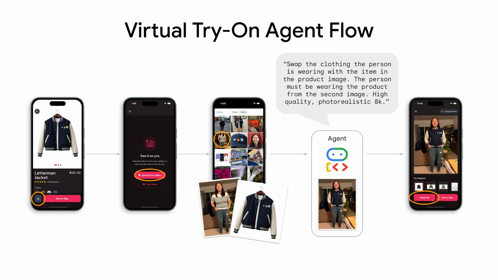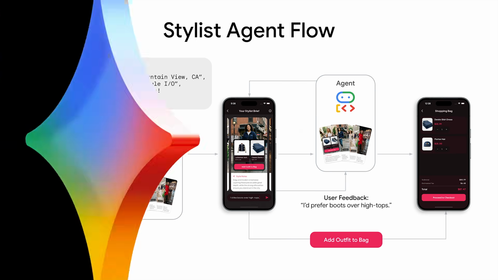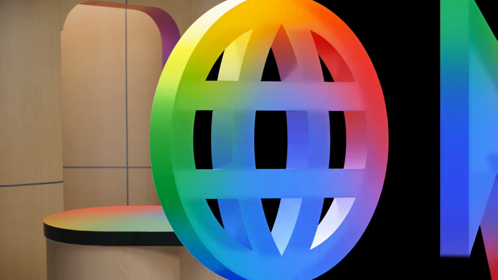Here's a high-level overview of what the user journey for these flows look like behind the scenes. First, to generate the virtual fitting room image, and second, the styling flow to recommend curated outfits. Now you've seen what the app can do. Let's pull back the curtain and look at how everything is wired together.